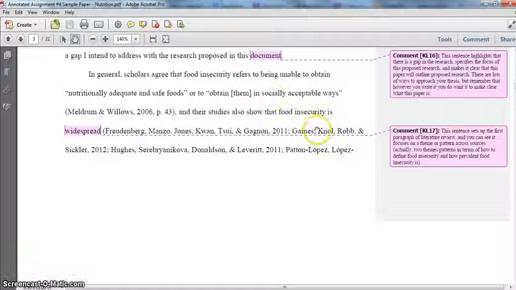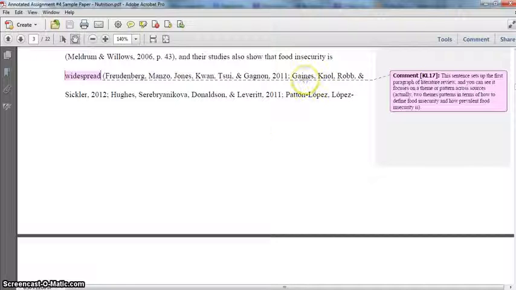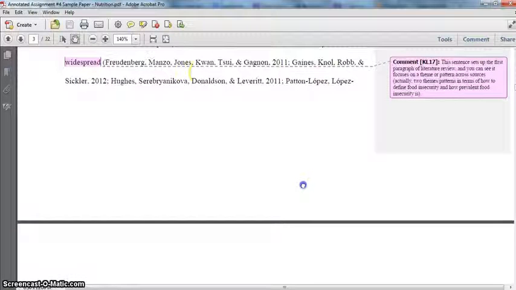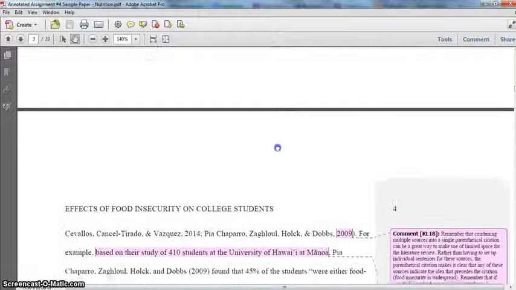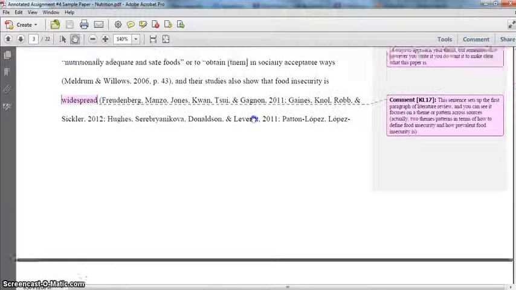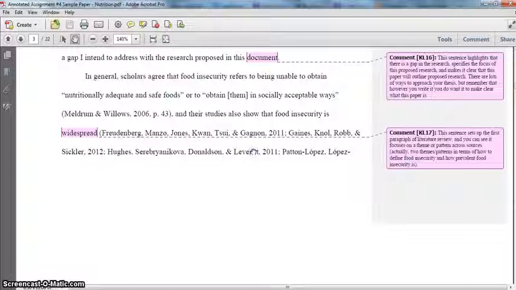Their studies also show food insecurity is widespread. And what you can see I've done here is that I've used a single parenthetical citation to allow me to synthesize a bunch of sources. So I've got several of my sources already cited here. And just from this first opening part of the paragraph, I'm already meeting the requirement as far as the number of sources that have to be cited.